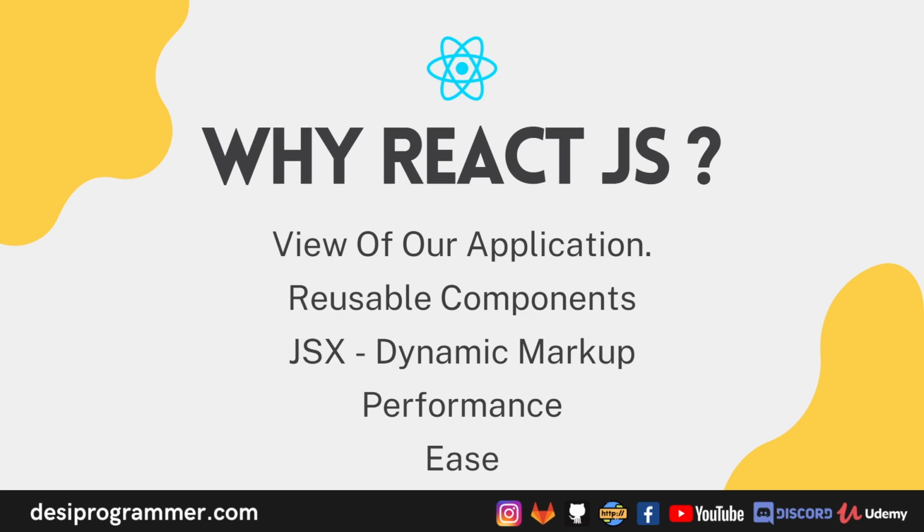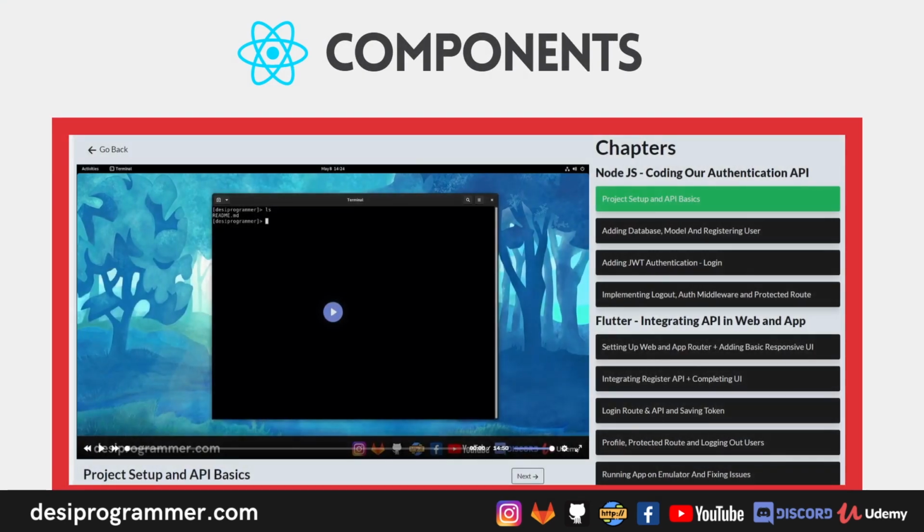So when something changes, your markup is also re-rendered automatically. Now let's come back to the component part. If you take a look at this particular website, which is my own website, learn.desiprogrammer.com, this entire page is a single component. I call this the pro player component, and in this pro player component, this is a player for users who are basically pro users.